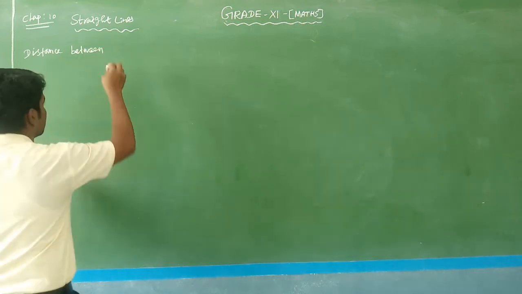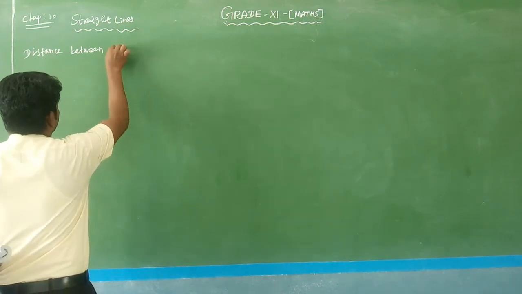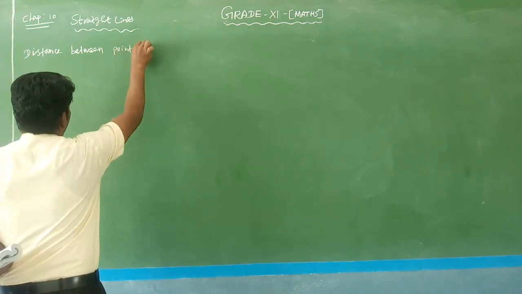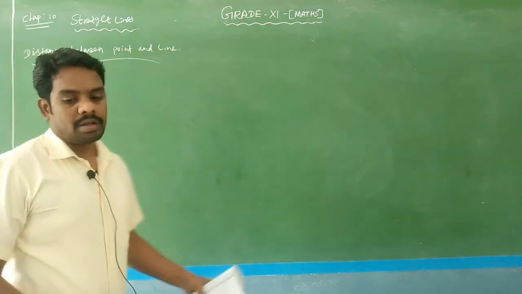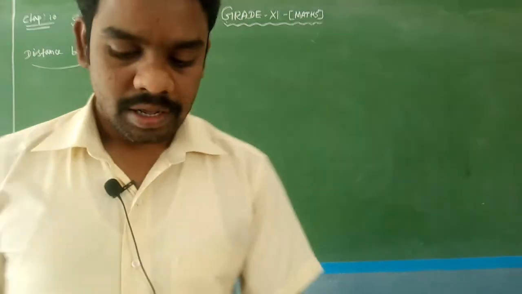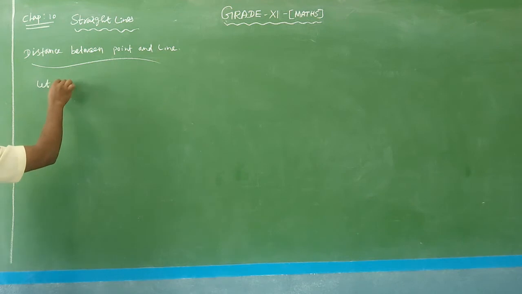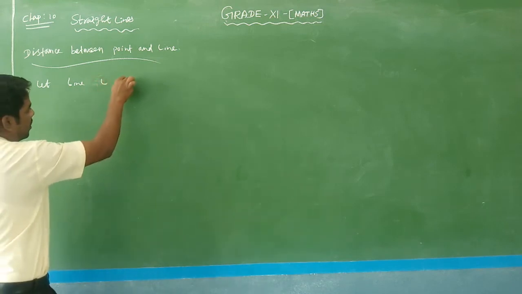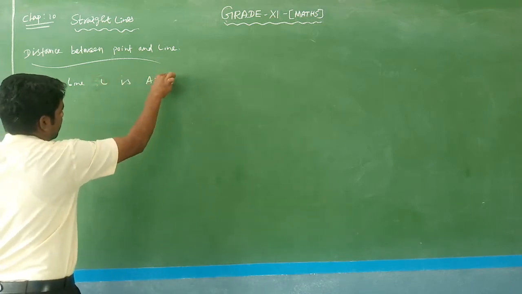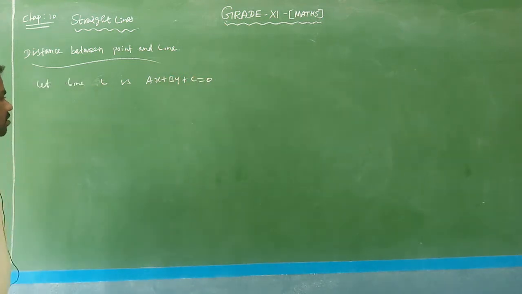Distance of a point from a line. Okay, right. Let us consider a line L: ax plus by plus c equal to 0.